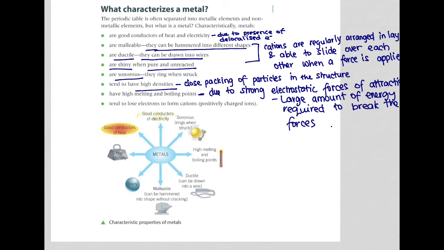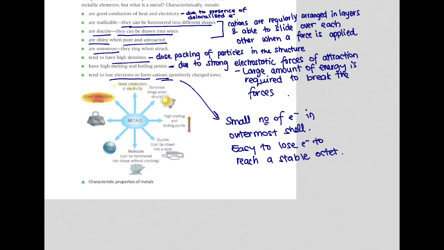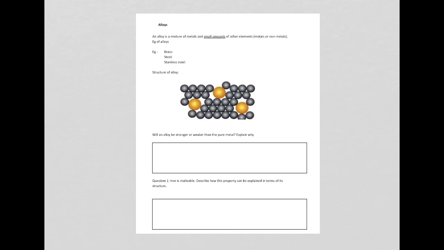And again, metals tend to lose electrons to form cations. They lose electrons because they have a small number of electrons in the outermost shell. Then it's easier, or less energy is required, for them to lose electrons to reach a stable octet. Then we have alloys. I'm not going to go into too much detail on alloys. We've already done this part.